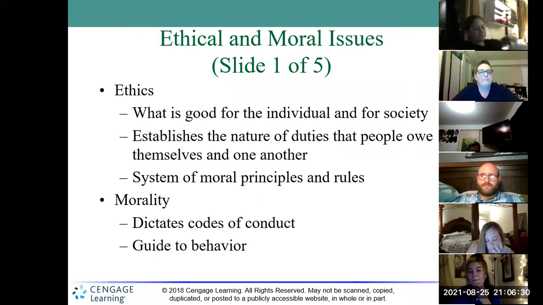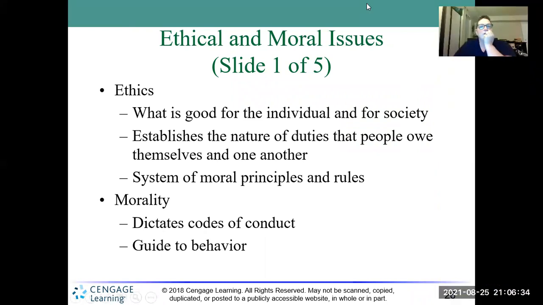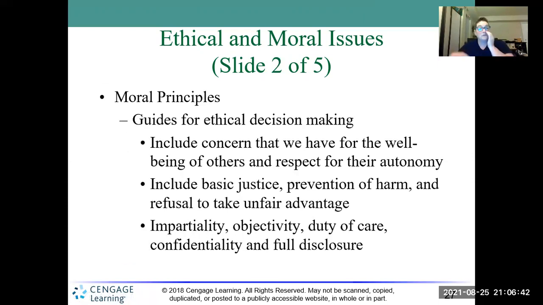Ethics. Let me see. Hang on, this picture got moved. This is where we're talking about what's good for the individual. I'll let you read through this. This is talking about ethical and moral issues.